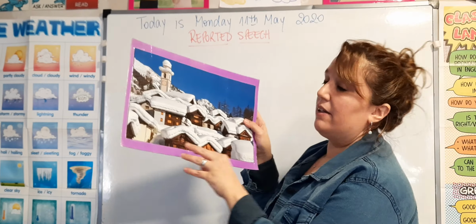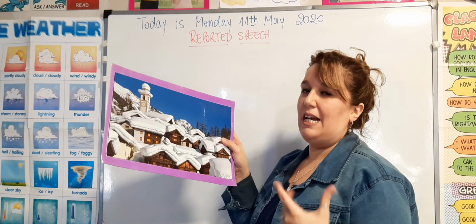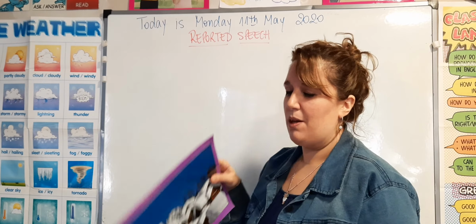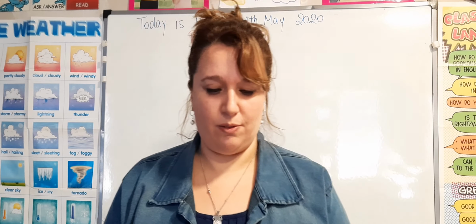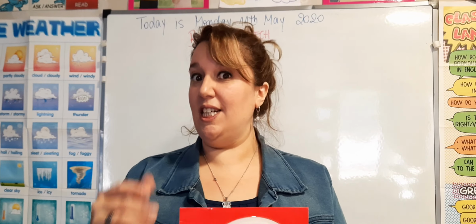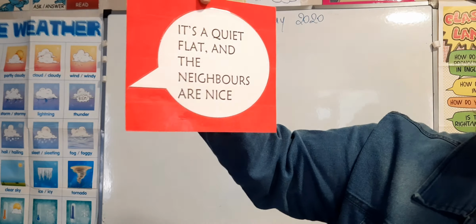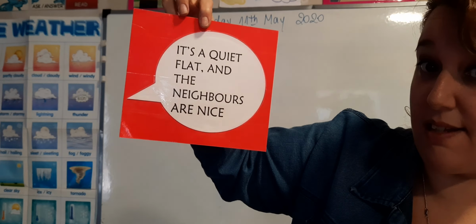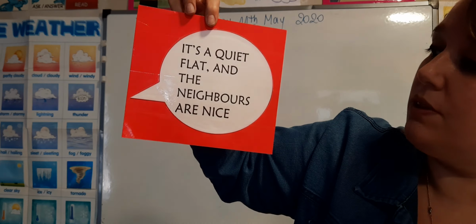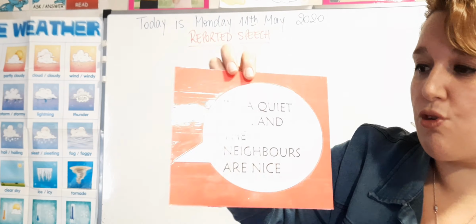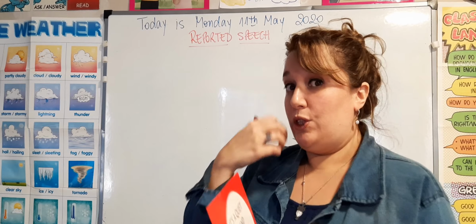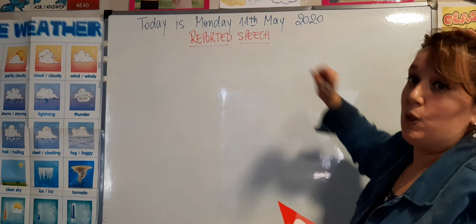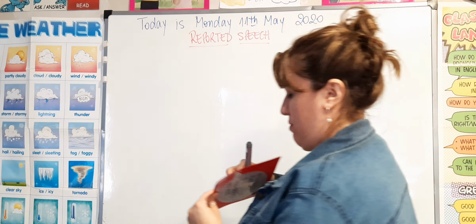Imagine that yesterday I went to see a lady because I want to rent a flat here, right? So this is the conversation. Yes, she said this. It's a quiet flat and the neighbors are nice. It's a quiet flat and the neighbors are nice, right? So, when I have to tell you what this person said, I will use reported speech, right?